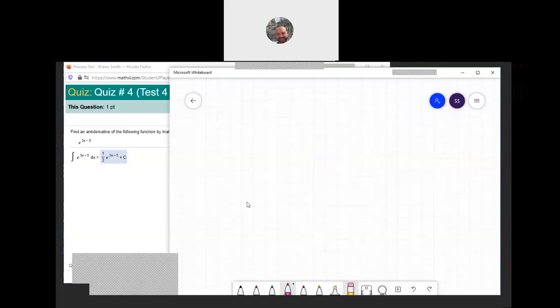So we have e to the 3x minus 5 dx. If it was just e to the u, the antiderivative is also e to the u, because the derivative of e to the u is e to the u, right? So we want this right here to be u. So I set it up, u is equal to 3x minus 5. The derivative of u with respect to x, du over dx, the derivative of this is just 3. Then if I cross multiply, I solve for du is equal to 3 dx.